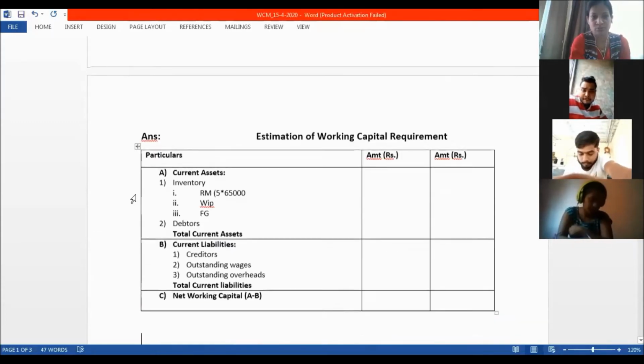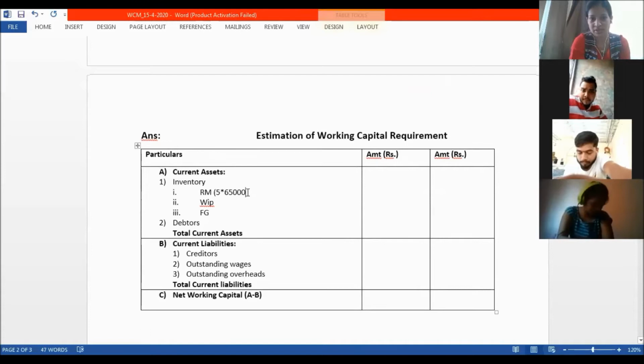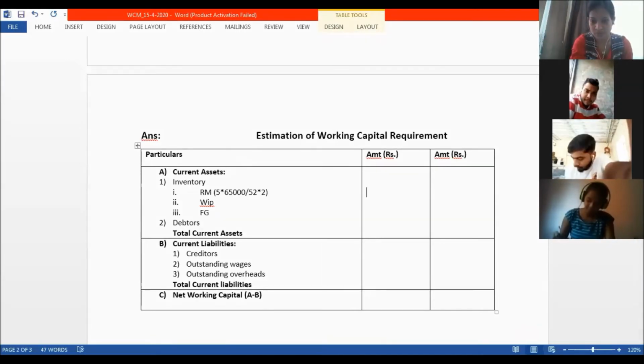So what we are going to do, since it is 2 weeks and in a year 52 weeks are there, this much amount we are going to divide by 52 weeks first, so that you will get the amount for 1 week, and then we are going to multiply this by 2 weeks. So 2 weeks of raw material will come to 12,500. Okay, so if we calculate it, 12,500.